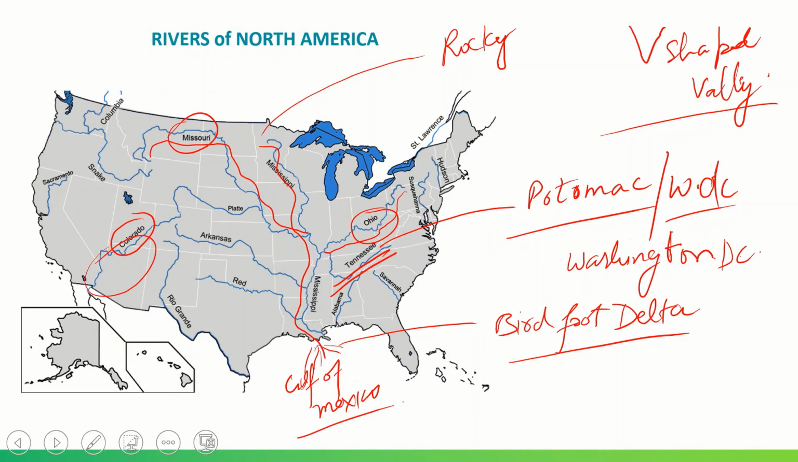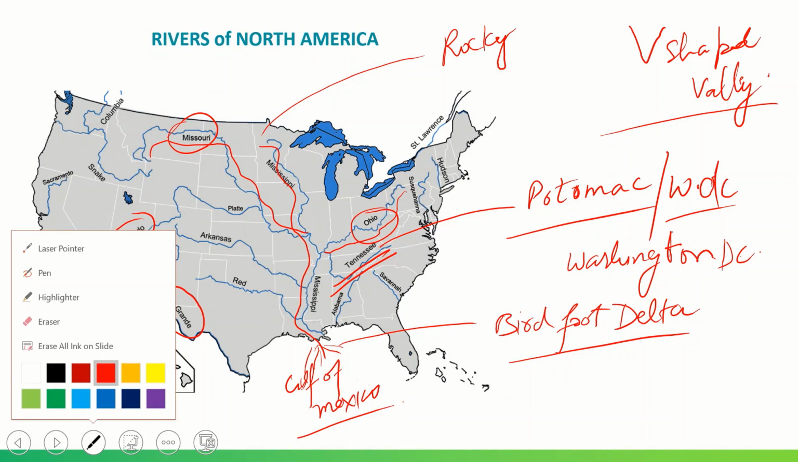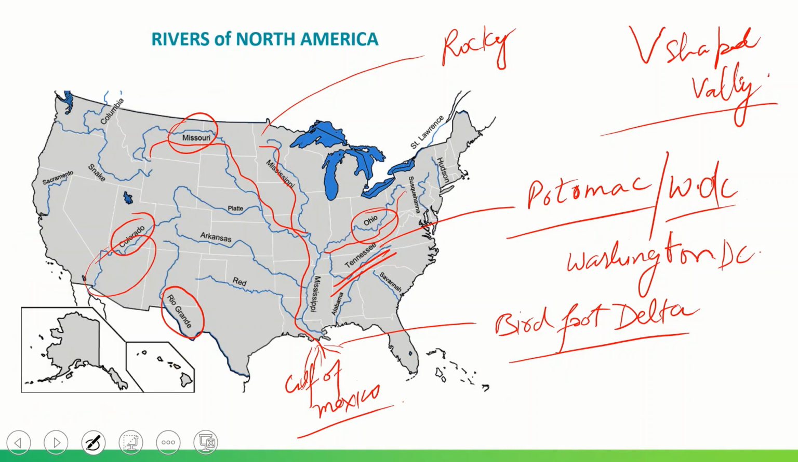Coming to the next river, Rio Grande River. The fact about this river is that it is a natural boundary between USA and Mexico. Here you can find this. River Rio Grande is the natural boundary between USA and Mexico. That means that this river separates USA from Mexico.